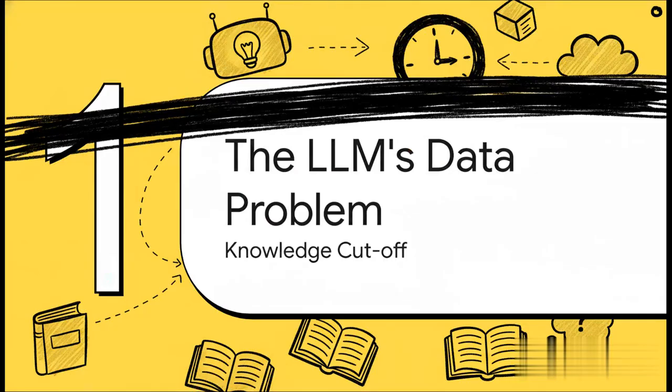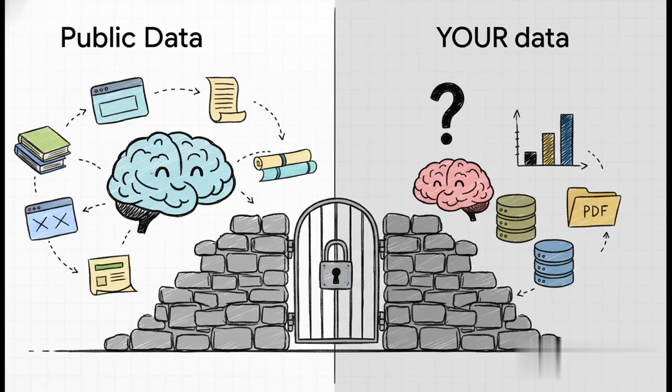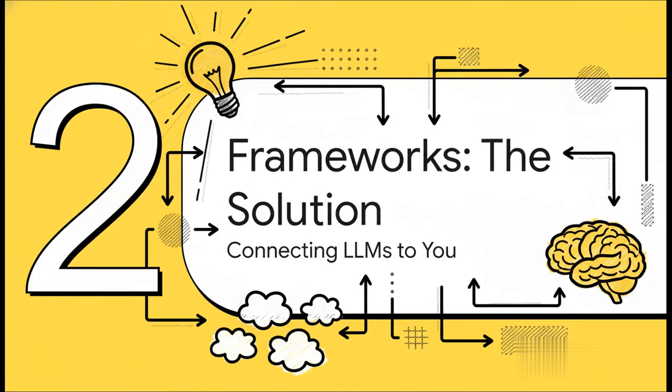Okay, so first up, let's put a name to this challenge. It's something called the knowledge cutoff. You have to think of a normal LLM as this brilliant genius who's read every public book and website in the world. I mean, they're incredibly smart, but they have absolutely zero context on your company's latest sales report, your internal policies in a PDF, or the live data sitting in your database. They're completely firewalled off from it. So, how do we fix that? How do we connect that genius brain to your private world of data?